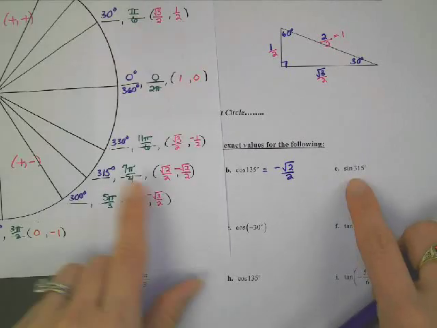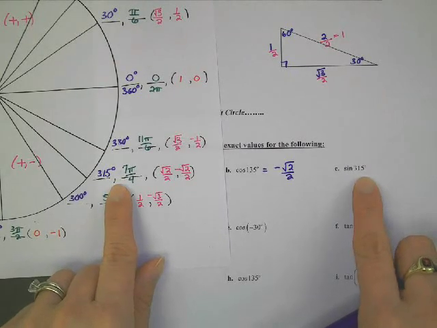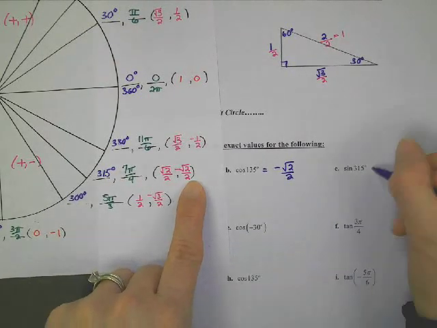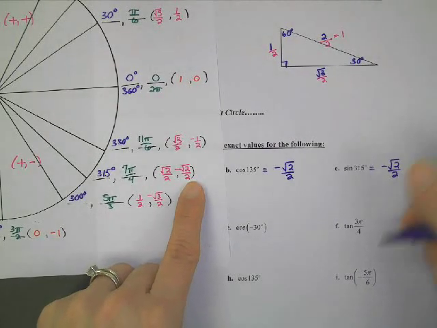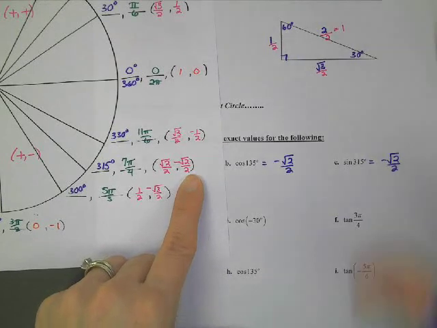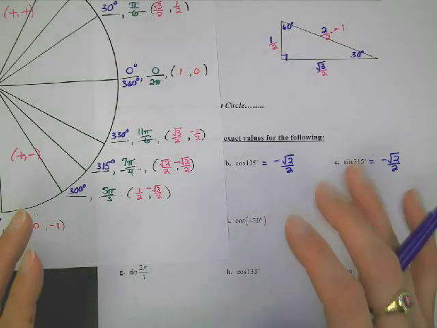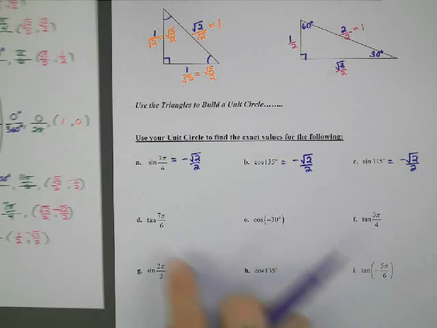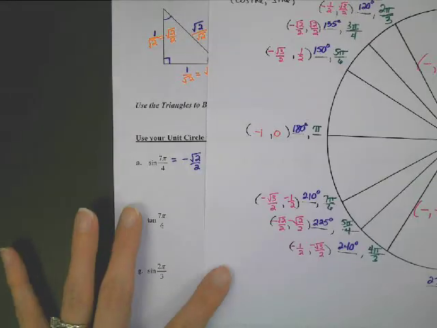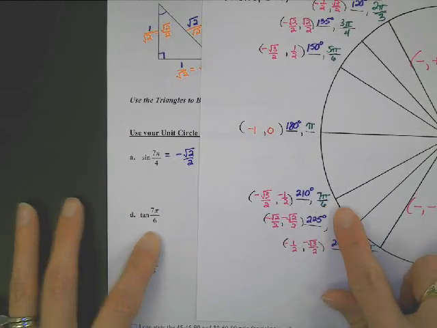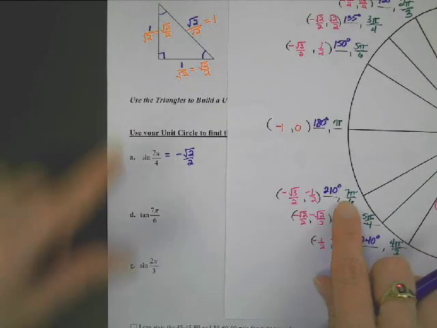Now, in a couple of days, you're going to do this so much, you're going to have to close your eyes and imagine the unit circle. Part D, 7 pi over 6. 7 pi over 6 is here in quadrant 3, but I need to do a tangent. Tangent is sine over cosine. That's negative 1/2 over negative radical 3 over 2.